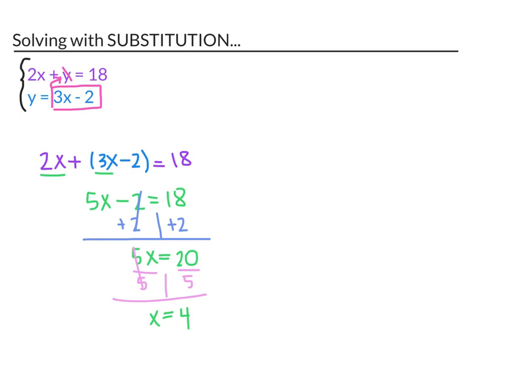Okay, so I've collected like terms. 2x plus 3x is where I got this 5x. I just brought down the minus 2, the equal sign, the 18. So now we've got this. Add 2 to both sides. I get 5x equals 20. Divide both sides by 5, and I've got x is equal to 4. Easy enough. So I'm done, right?